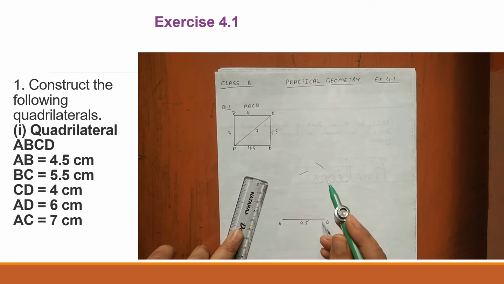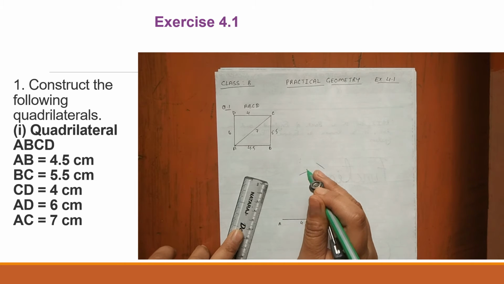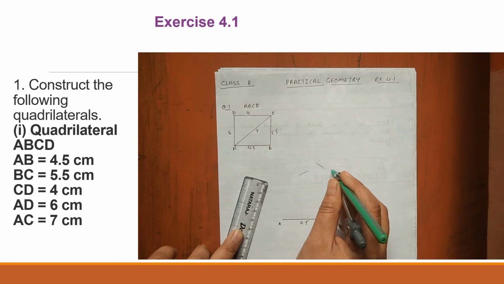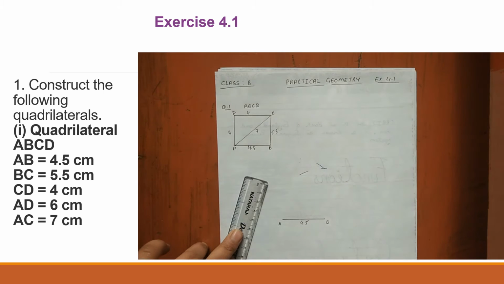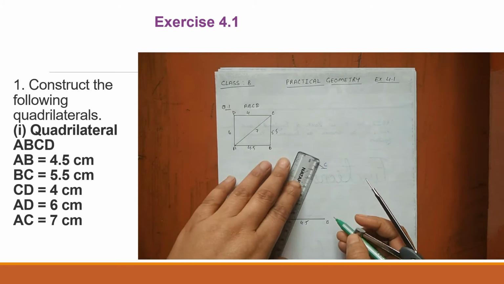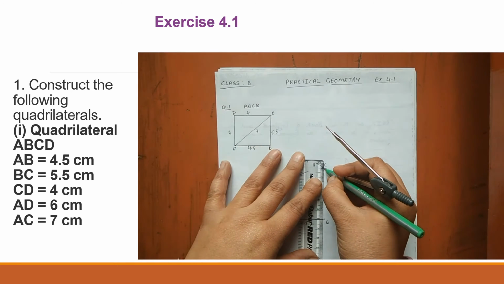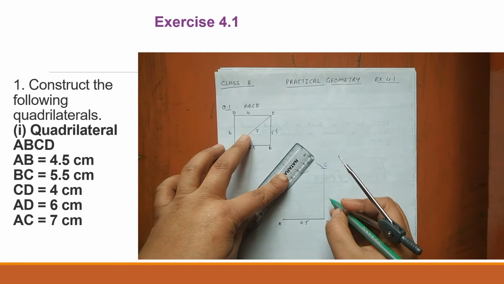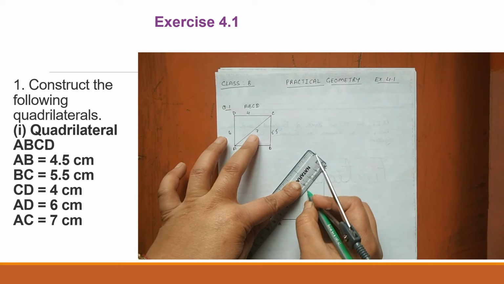Now this arc is quite short, so again I will draw this arc of 5.5. Here I got point C, the intersection point of both arcs. I have joined these points.